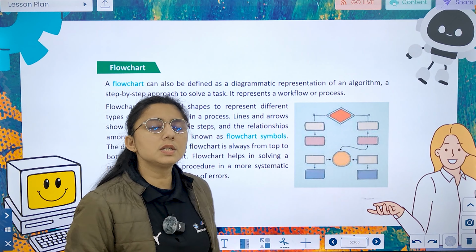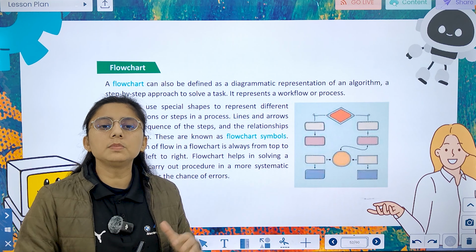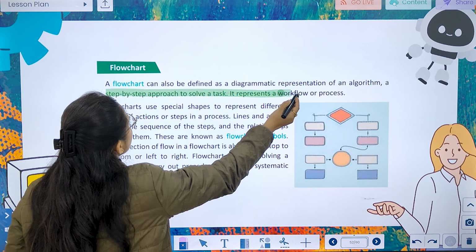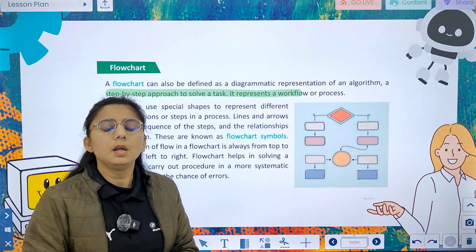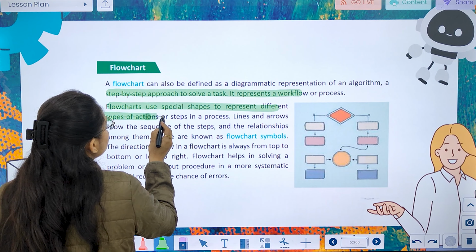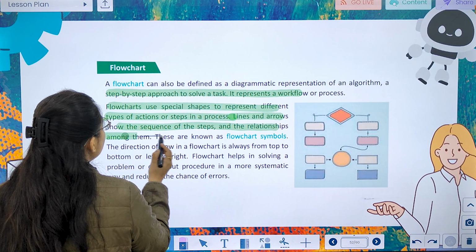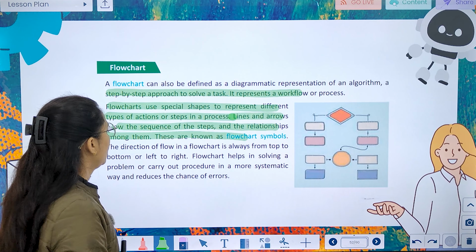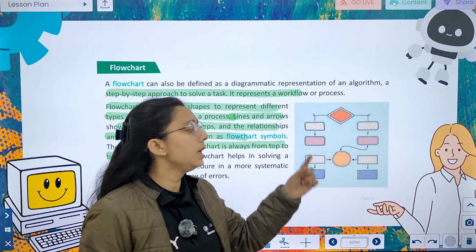Now, flowchart. What is a flowchart? It's a diagrammatic representation. Your algorithm's diagrammatic representation is called a flowchart. It is a step-by-step approach to solve a task, and it represents a workflow or process. Flowcharts use special shapes to represent different types of actions or steps. Lines and arrows show the sequence of steps and the relationship among them. The direction of flow in a flowchart is always from top to bottom, or left to right.